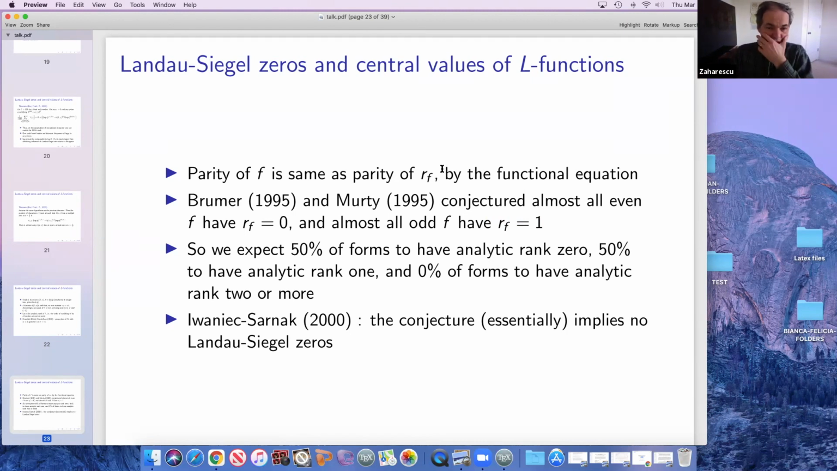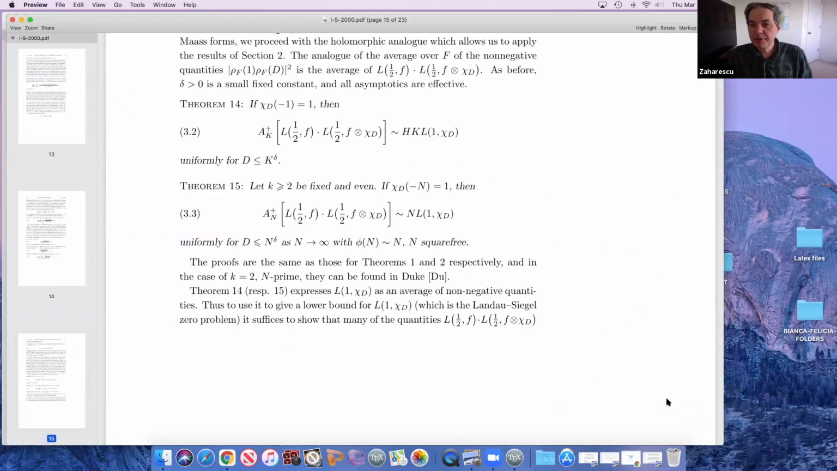So in conclusion, we expect 50% of the forms to have analytic rank 0, and we expect 50% to have analytic rank 1, and 0% of forms to have analytic rank 2 or more. Now, Henryk and Peter in 2000 show a lot more than what I'm saying here, that this conjecture basically implies there are no Landau-Siegel zeros. Let me actually have a look at their paper now, if I have a minute.